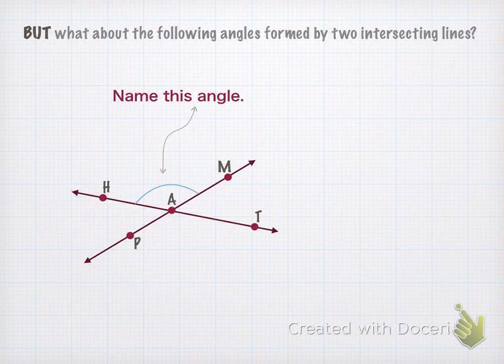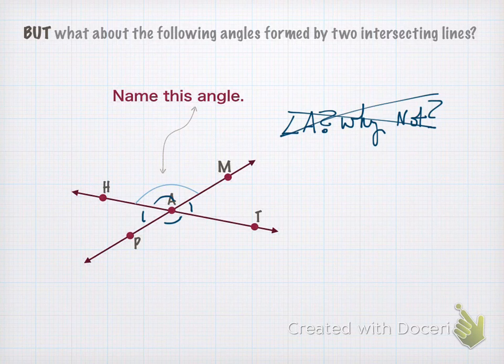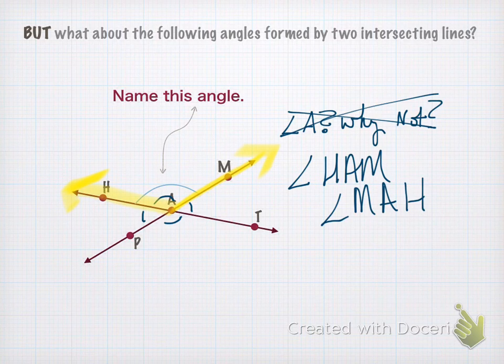Okay, so how about this one? Can you use all 4 possible names for this one? Well, how about angle A? Can I say angle A is the name for this one? Why not? Good, because it would refer to all 4 of those angles, and so you don't know which one I'm actually specifying. So, can't use that. But what if I am using this angle? I can name it. Good. Angle HAM or angle MAH. Any questions there?